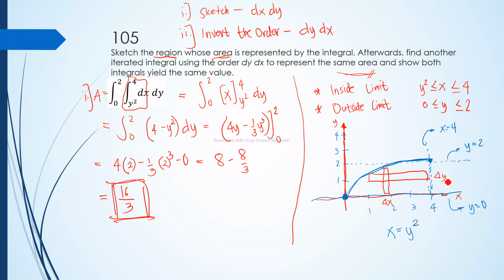Now, to determine from this integral if we will use the vertical or horizontal strip, you look at the outermost variable of integration. The outermost variable of integration here is dy. Therefore, this is a horizontal strip.